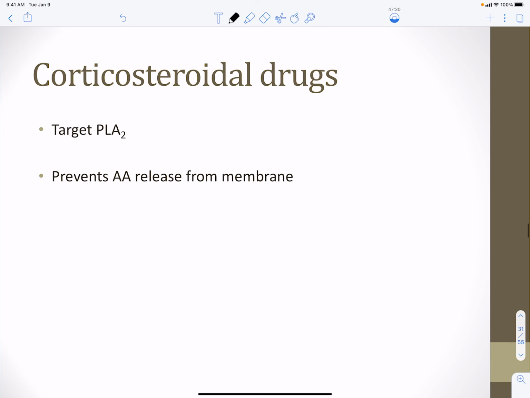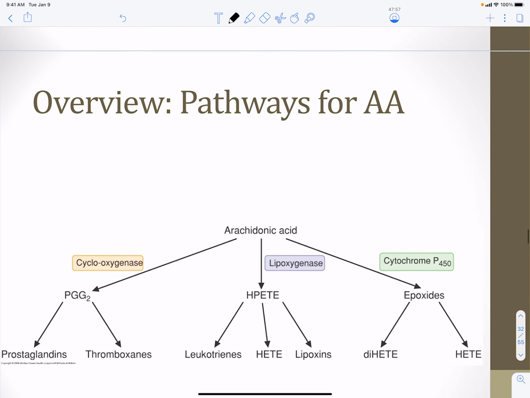All right, so just a side note about our corticosteroid drugs. These are going to target your phospholipase A2. And so they're going to prevent or slow, I should say slow, because we have our lipase C that can also tap into and get arachidonic acid out. But it's going to slow down the release of arachidonic acid from the membrane, and so that's going to, of course, slow down the production of your icosanoids.